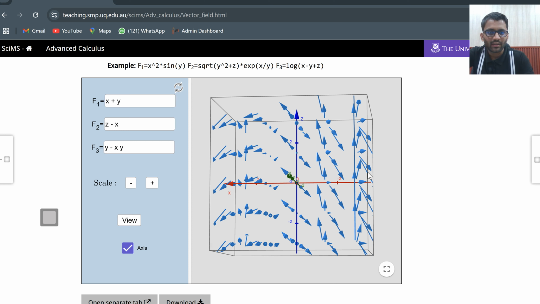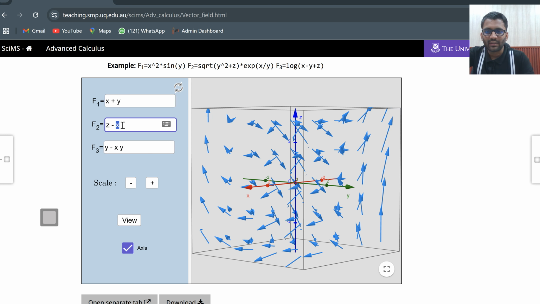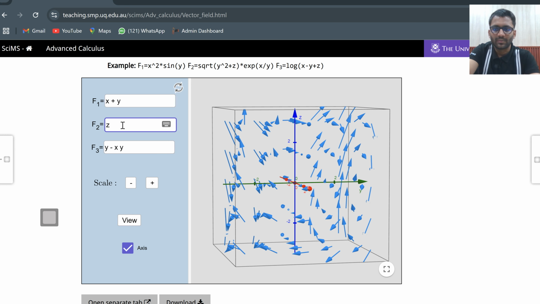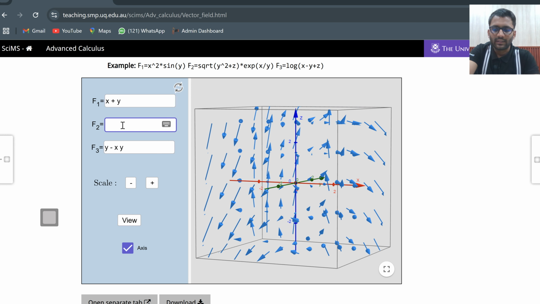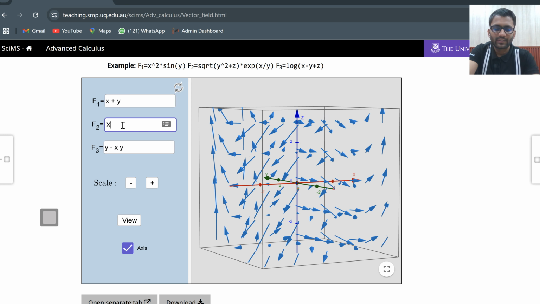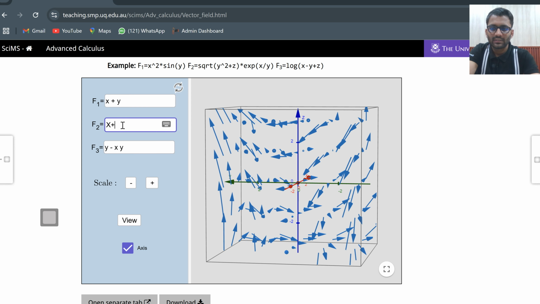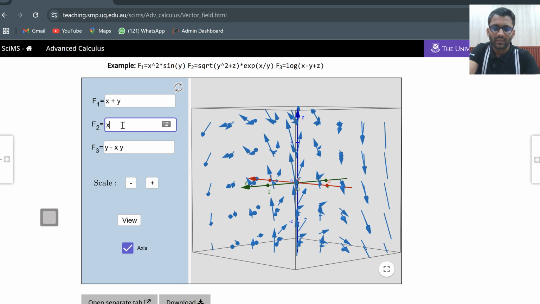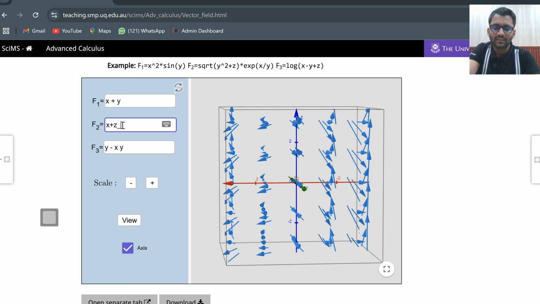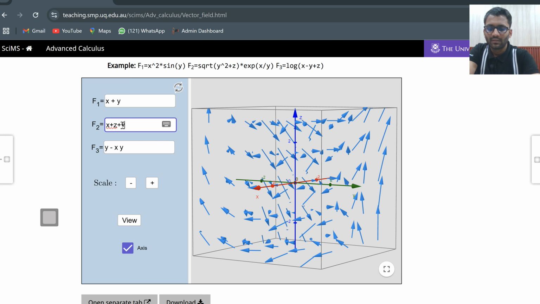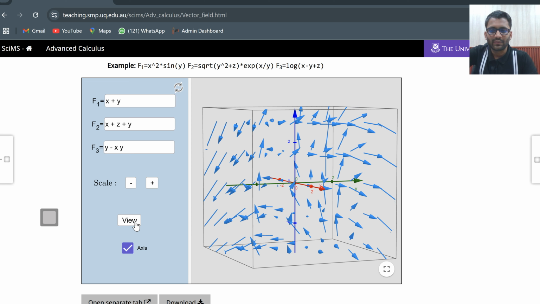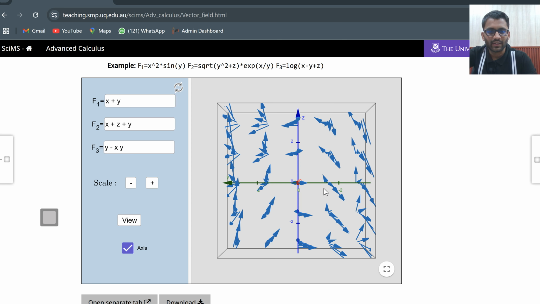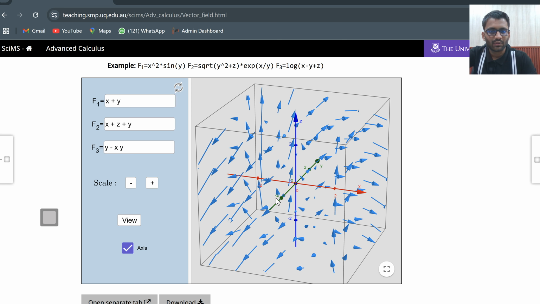Now I can change the values. Let's just say I change this field to x plus z plus y. Then this field will be changed. Now this field has changed. Look, with respect to different coordinates, a different field will be there. You can go to this website and see the 3D simulation of the field.